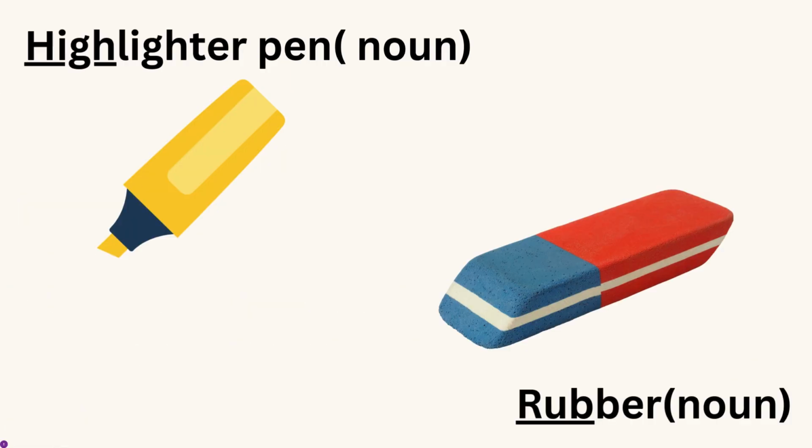Sometimes it is better to memorize the word with a picture. So you can see here highlighter and then rubber. So highlighter, you have to put the stress on the first syllable, high. Highlighter pen, and then rubber, rubber.